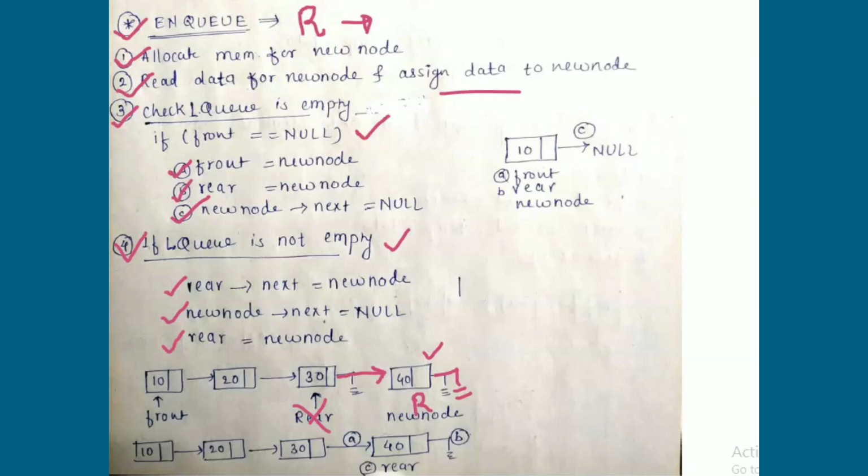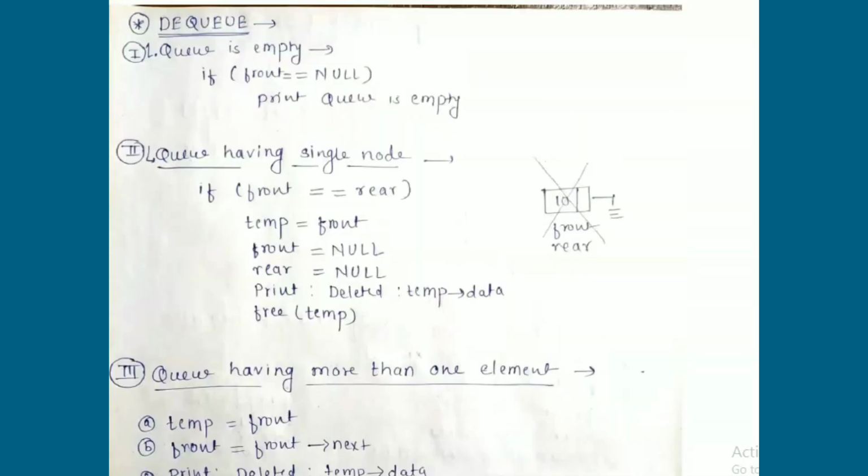Now we will check the second operation, that is dequeue. When you want to perform the dequeue operation in case of your linear queue, there are three possibilities. The first possibility is your queue is empty. The second possibility, your queue has a single node. And the third possibility is the queue has more than one element.